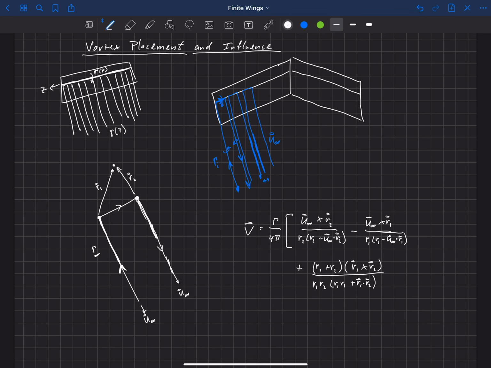Okay, so this is the total induced velocity from this horseshoe vortex on some point. That can just be an arbitrary point. All we'll have to do is figure out what r1 and r2 are to that point, and then plug those into this equation, and we can calculate the induced velocity from that horseshoe vortex.